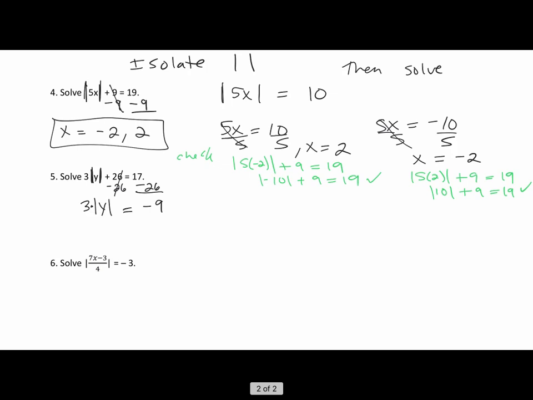And then we also have this multiplication here. So we want to divide both sides by 3 to get the absolute value of y to be the only thing on that side. And then on the right side of the equal sign, that divides to negative 3. So this equation is telling me that the distance from 0 to y is negative 3 units. Does that make sense? How can the distance be negative 3? Have you ever heard of a table being negative 3 feet long? Nope, that makes no sense.